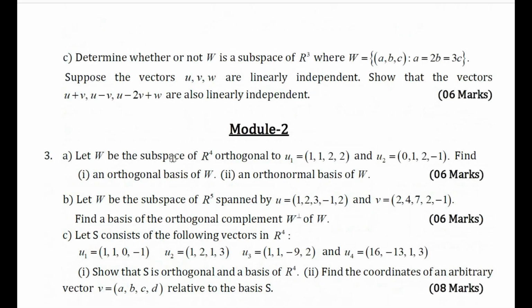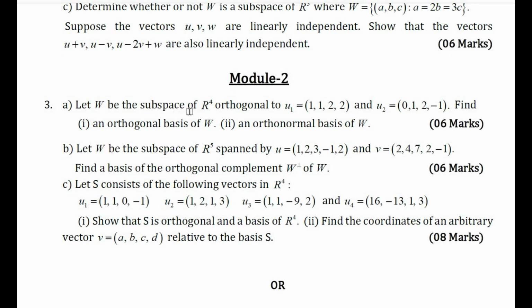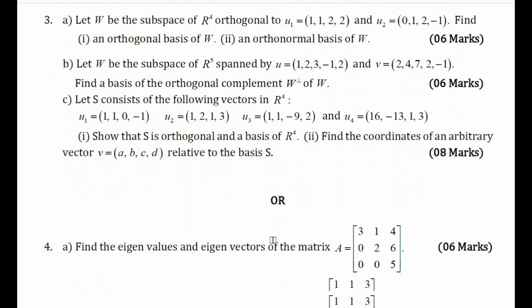Moving on to module 2. Let W be the subspace of R4; the problem is on orthogonal basis and orthonormal basis. Question number B is to find a basis for the orthogonal component. Question number C is on three given vectors. We are required to show that the given vectors are orthogonal and form a basis, and find the coordinates of an arbitrary vector V relative to the basis S.